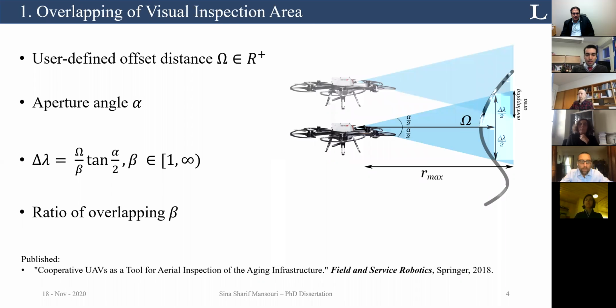Assume that we have a forward-looking camera with the aperture angle of alpha, and we have a structure that we want to inspect, and we can define the safety distance of omega. Then our goal is to inspect it in the horizontal planes, and then we go up and inspect the next horizontal plane. In this case, we define lambdas as these horizontal planes, and then we define the beta term, which is the overlapping term. When beta goes to infinity, it means you have maximum overlapping, and when beta is 1, it means minimum overlap.